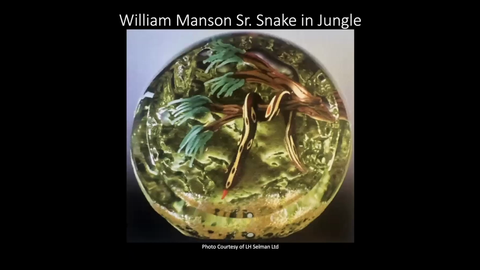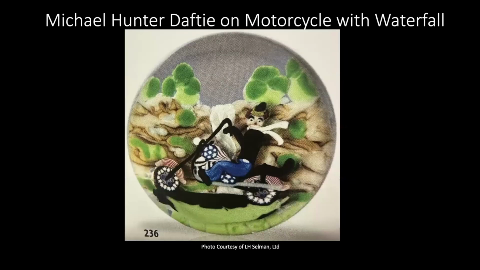This is sort of a similar background. This is a William Manson Senior snake coiled over a branch with a jungle background. This is one of Michael Hunter's motorcycle weights. They have different backgrounds. This is the only one I've seen with a waterfall in the back.